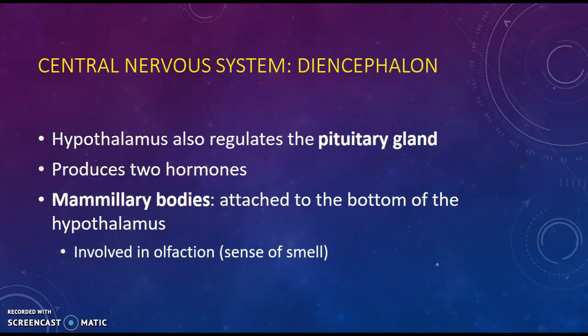Another really important thing about the hypothalamus is it's connected to what's called the pituitary gland. And when we get into our lessons on the endocrine system, the pituitary gland is your master endocrine gland, and it's controlled by this hypothalamus. The pituitary gland produces many different hormones, and the hypothalamus itself actually produces two hormones that basically regulate that pituitary gland. We also have mammillary bodies that are attached to the bottom of the hypothalamus, and this helps with your smell.